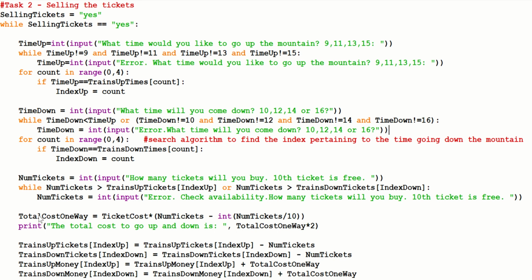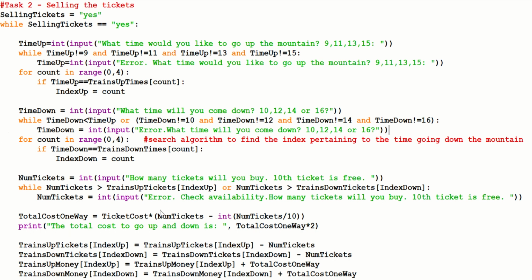Total cost one way equals total cost multiplied by, so this is the cost of one way, num tickets minus integer num tickets over 10, so divide by 10, and then the integer, the whole number of tens. So number of tickets minus whole number of tens multiplied by the cost, which is a constant, as in task 1 it was written ticket cost equals constant, it equals 25, which was a constant.